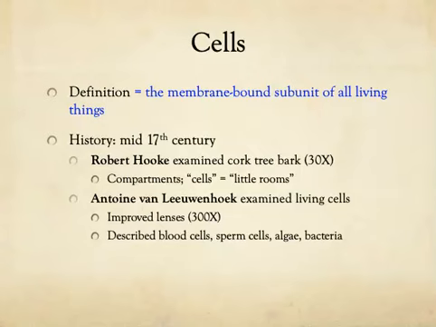Robert Hooke is credited with being the first person to name this subunit as a cell. It was Hooke who took a very primitive light microscope capable of about a 30x magnification, and examined a sample of cork tree bark. Under his microscope, this bark looked like it was composed of many smaller compartments, and it reminded Hooke of little rooms that you might see inside of a monastery.